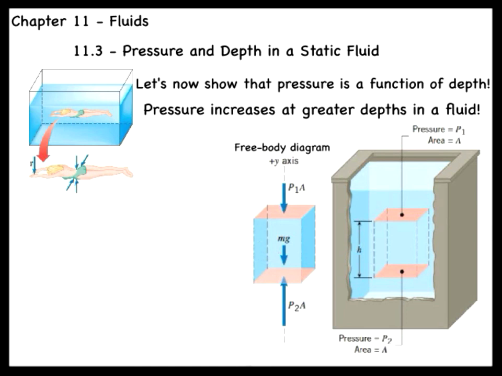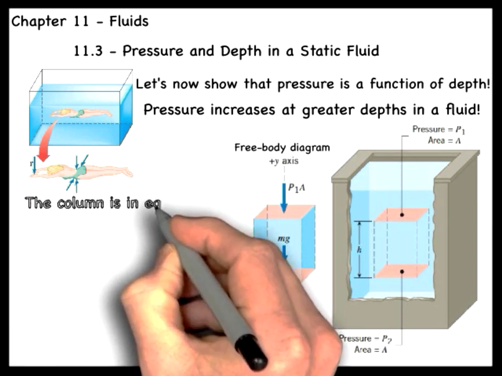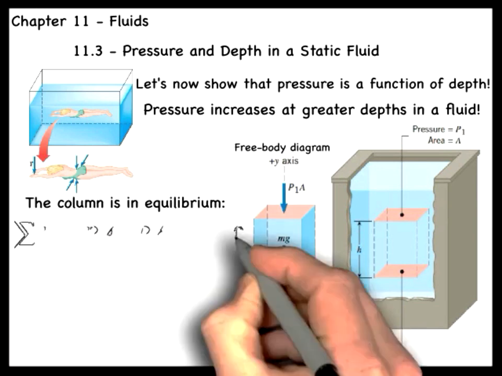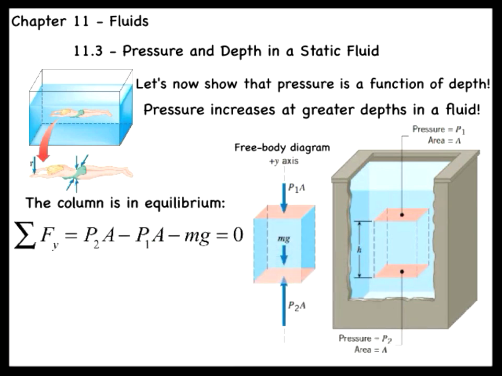Pushing down on the top of the column is a force equal to P1 times A, where P1 is equal to the pressure in the fluid at the top of the column. And pushing up on the column is the force P2 times A, where P2 is the pressure in the fluid at the bottom of the column. Since we are assuming the fluid is static, the column must be in equilibrium. Therefore, the sum of the forces in the y direction must be equal to 0.